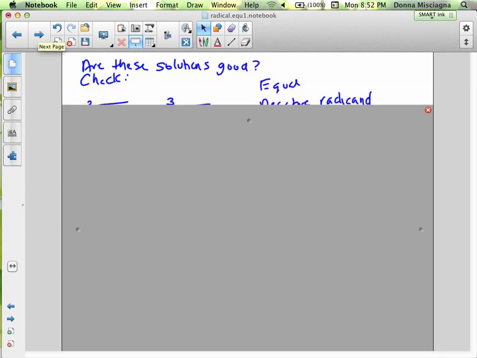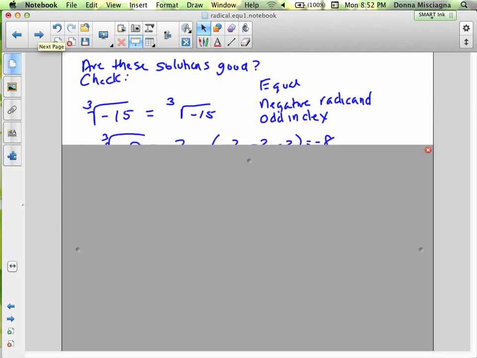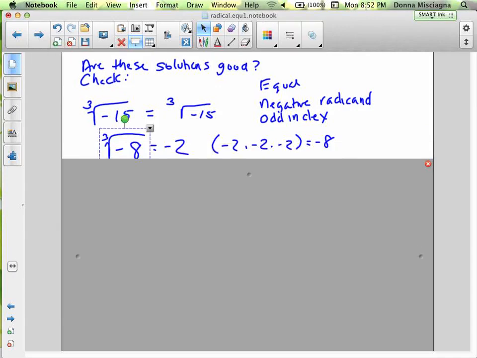So let's check if these solutions are good. And the reason I'm doing this is there is a problem on the whiteboard practice that students have a tendency to miss. I think I put this in your notes, but let's take a look at the first example. If I didn't, you can always write this down. So I'm just going to keep moving. We have the cube root of negative 15 equals the cube root of negative 15. Is that a good solution? They're equal. Negative radicand, odd index. And the answer is yes, that is a good solution.